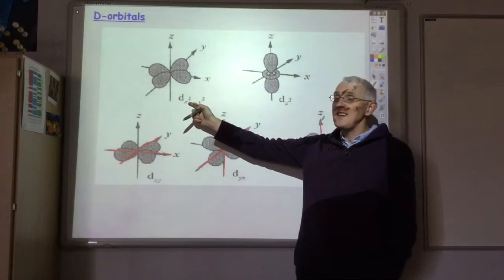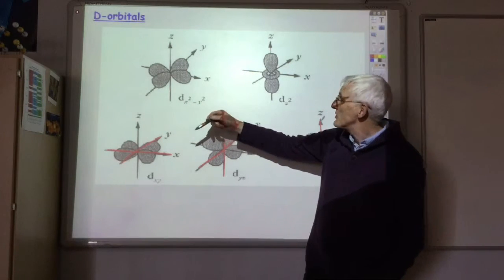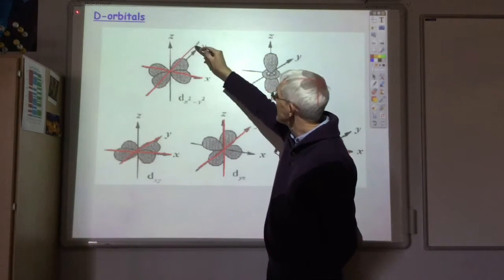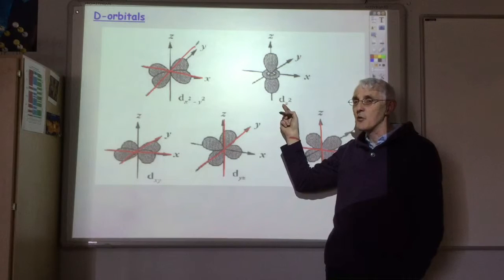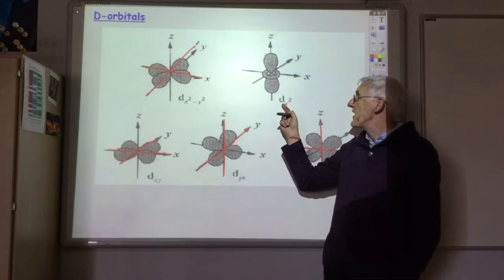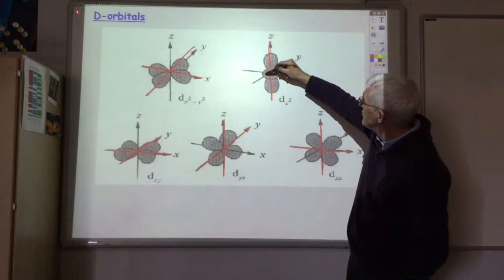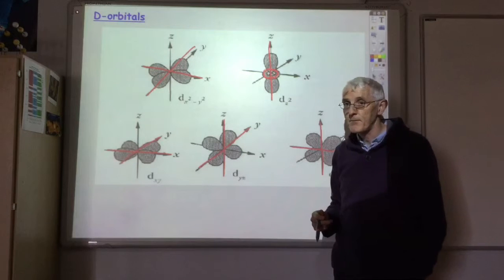Then up here we get the dx squared minus y squared orbital, which lies along the x-axis and the y-axis. And then we get this kind of crazy dz squared orbital, which lies along the z-axis with this funny little donut around the centre of it.